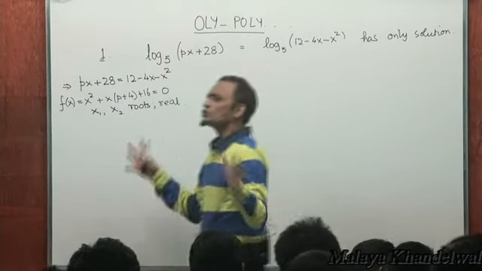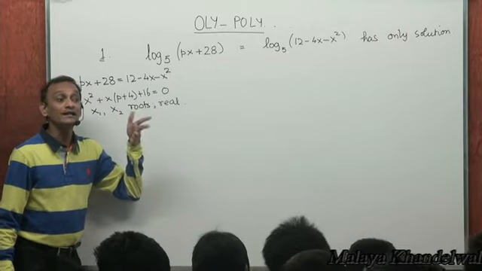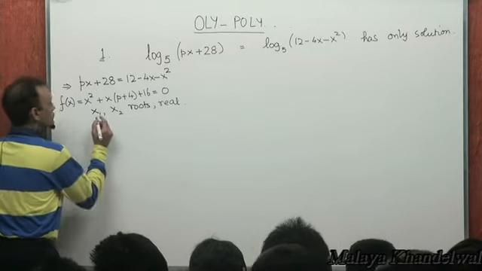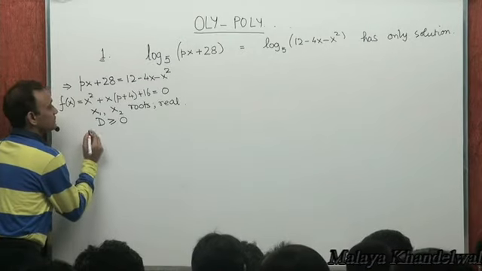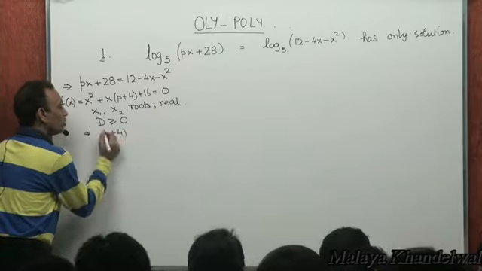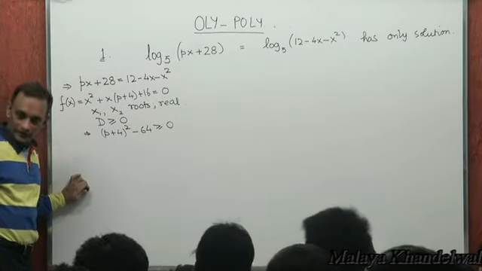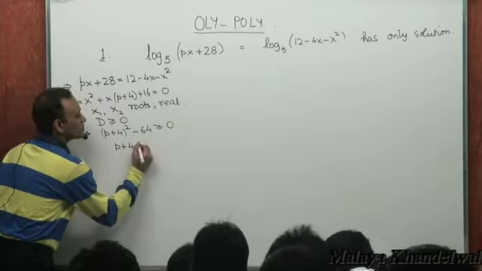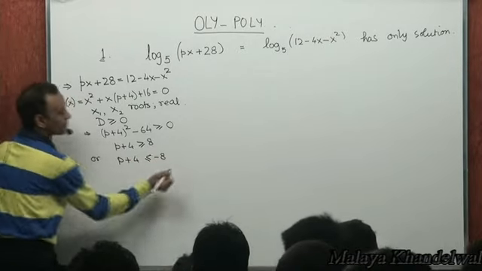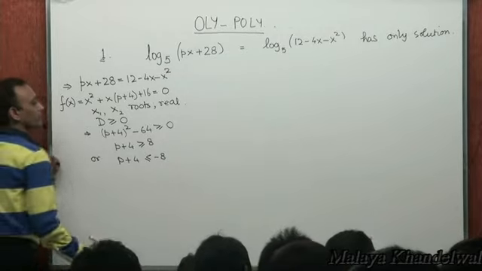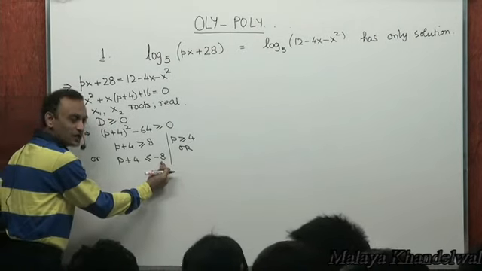Right? So let me first reduce the processing window for p. In order that both roots are real, the discriminant of this must be greater than or equal to 0. Right? Which means (p plus 4) whole square minus 64 must be greater than or equal to 0. Right? Which means p plus 4 must be greater than or equal to 8, or p plus 4 must be less than or equal to minus 8. Right? That means p greater than or equal to 4, or p less than or equal to minus 12.